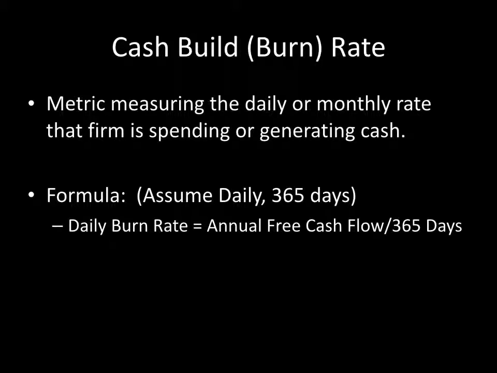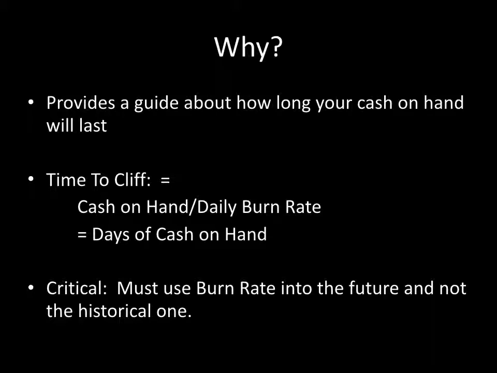Once we have that, then we can develop a number called our time to cliff. In other words, we take the cash that we have on hand in the bank, divide it by that daily burn rate, and that will tell us how long that cash in the bank will last before we have to seek other ways of raising cash flow.